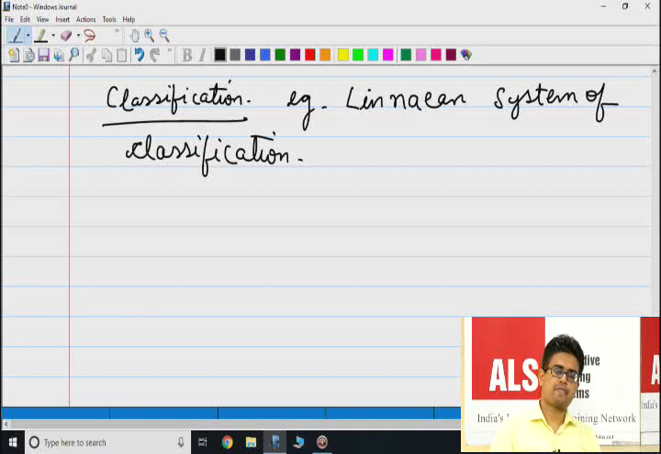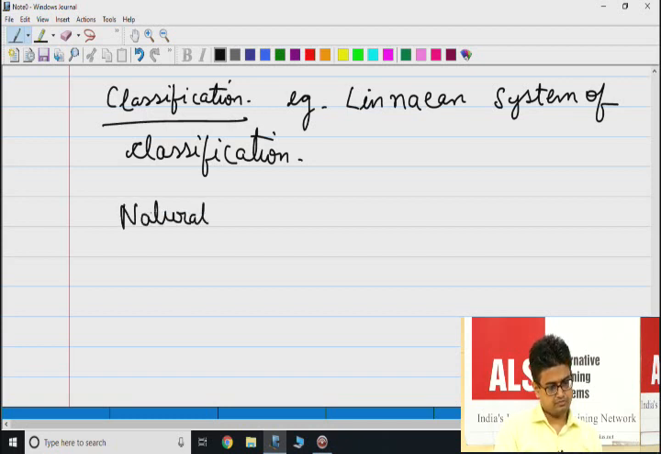All right. Okay. So after the Linnaean system of classification, we have the natural system of classification.